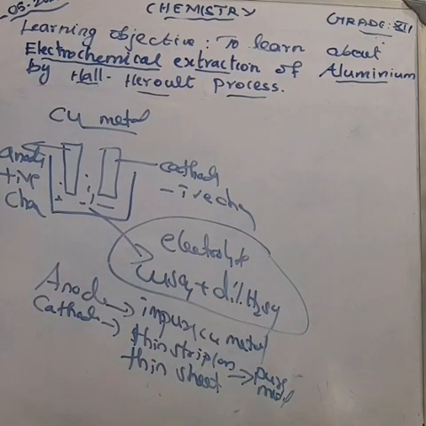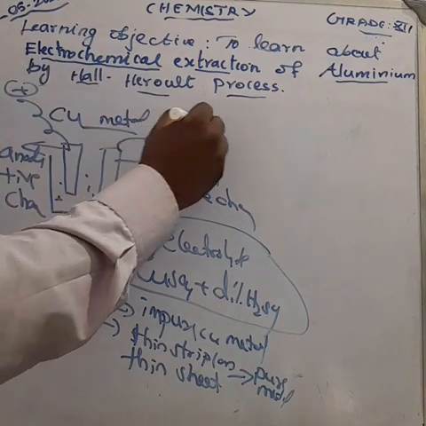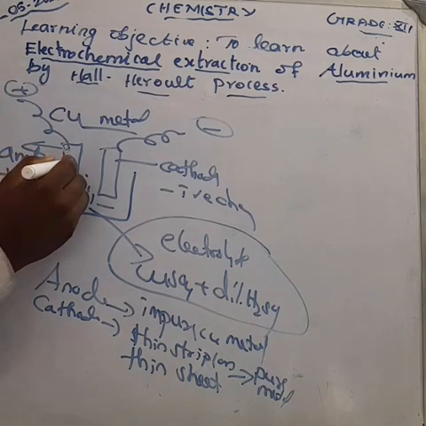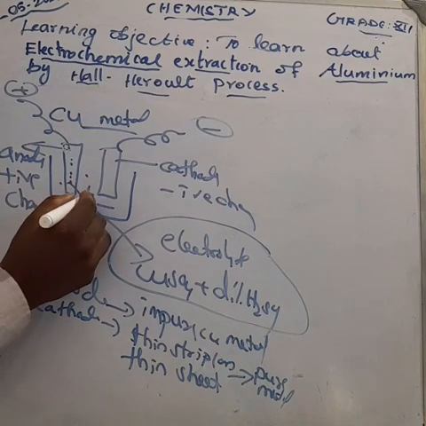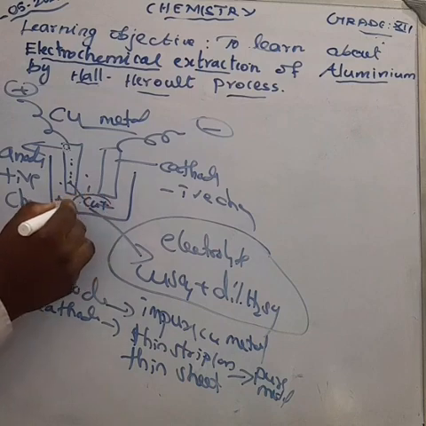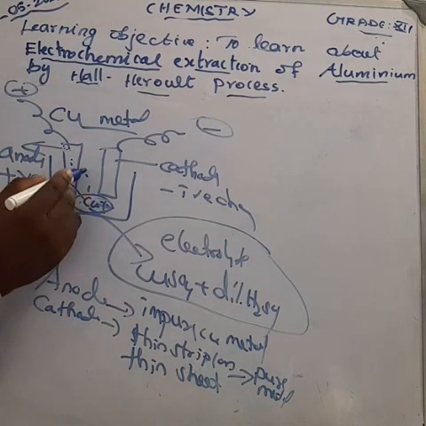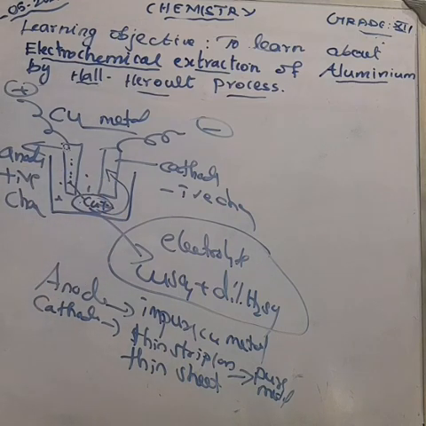When we pass an electric current, what happens here? The impure metal is present in the anode. The metal dissolves from the anode and passes into the electrolytic solution. And the same amount of metal ions from the solution will be deposited at the cathode. Can you understand the concept?